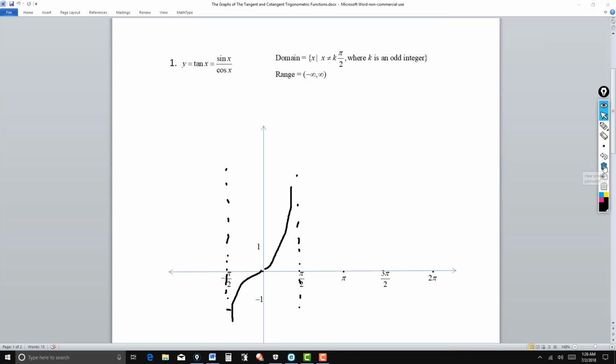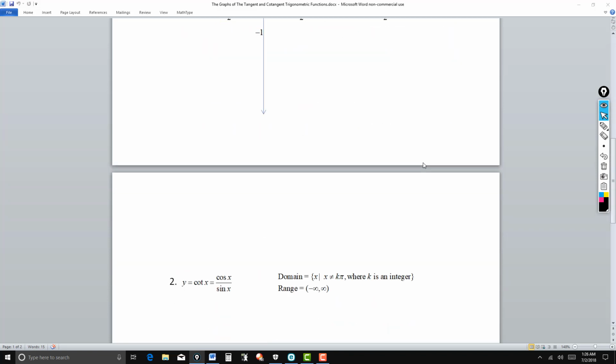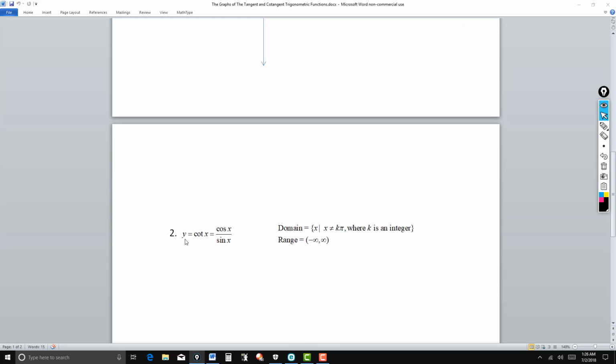And then we'll clear this one. Now let's look at the cotangent function. Y equals cotangent of x, which I can write as cosine of x over sine of x using one of your basic identities. So again, the denominator is 0.